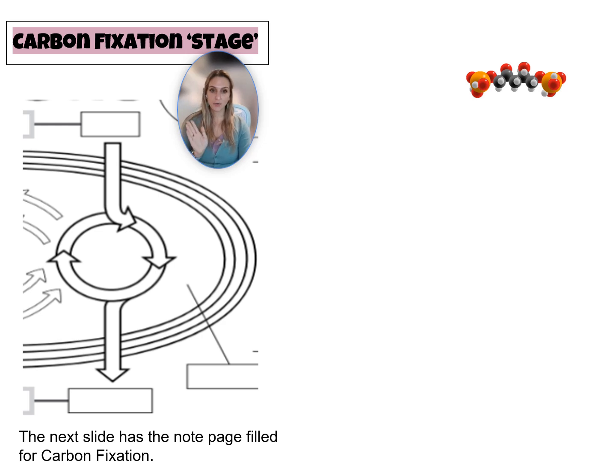Okay, so because I'm not there, I broke down these individual stages. There's 3 of them, and so just like zoomed in separate stages. And then on the following slides, as you see I have at the bottom, the next slide has the note page filled in for carbon fixation. For example, this stage is called carbon fixation. And we're only going to be looking in the stroma of the chloroplast. That's where our light independent reaction is happening.